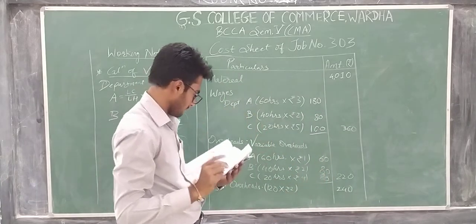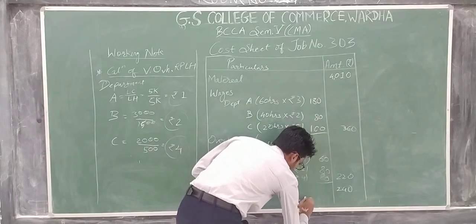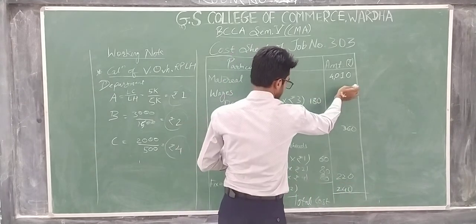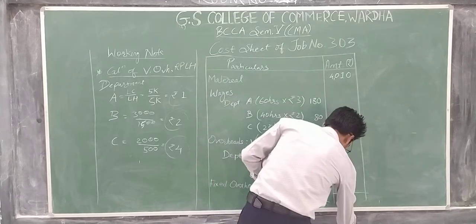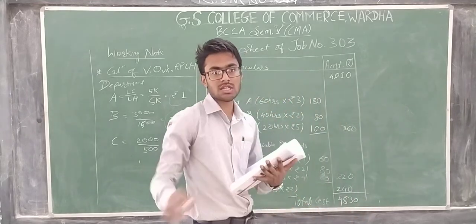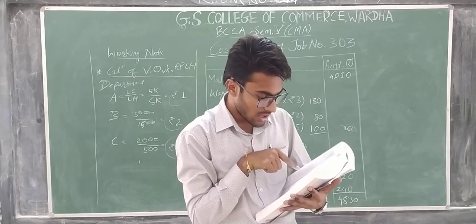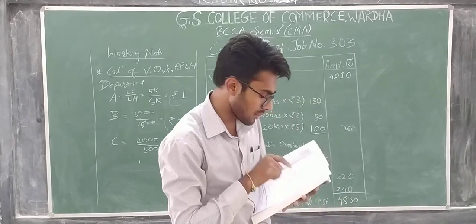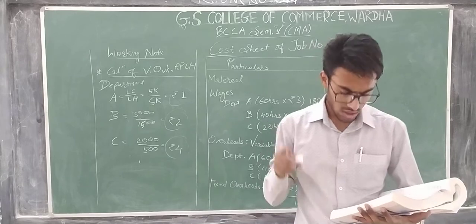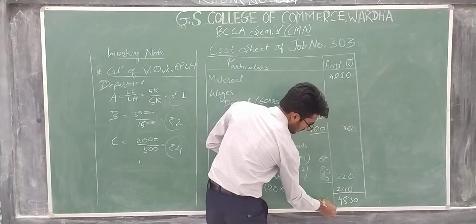Okay. Now we can easily find the total cost here. The total cost is just the summation of these, and the summation will become 4830. So this is the calculation of total cost. Now the question is, we have to calculate the price to give a profit of 20% on selling price. So 20% on selling price means 25% on cost.